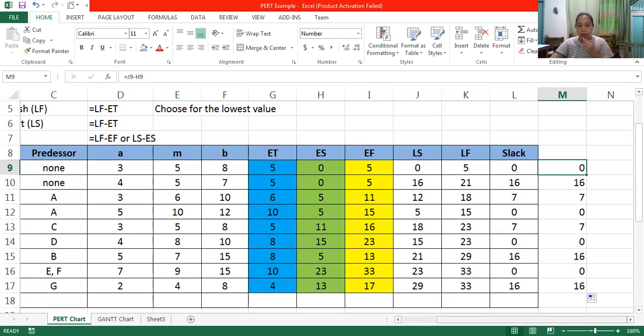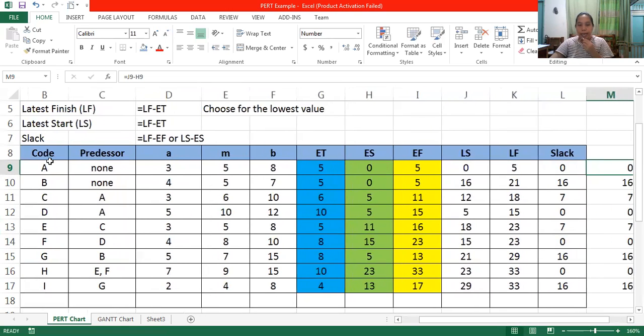Based on our computation, let's say task A's estimated time is 5 weeks. It should start on week 0 and end on the 5th week, and its slack is 0. It means you must end on the 5th week. There is no grace period. It must be finished on time.